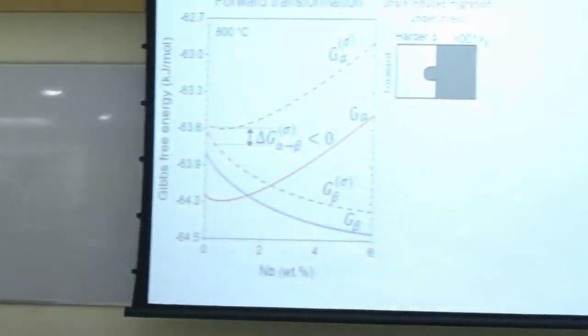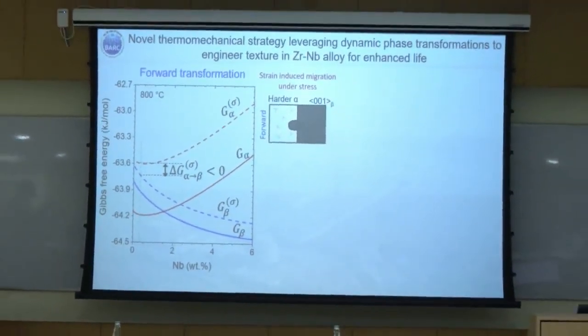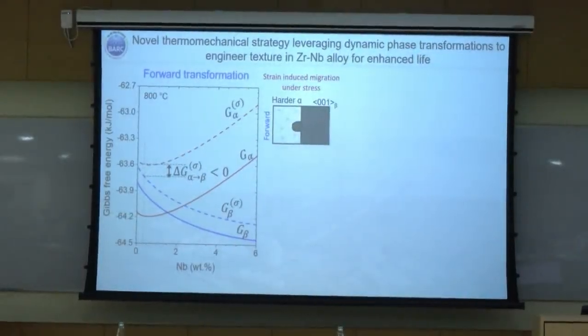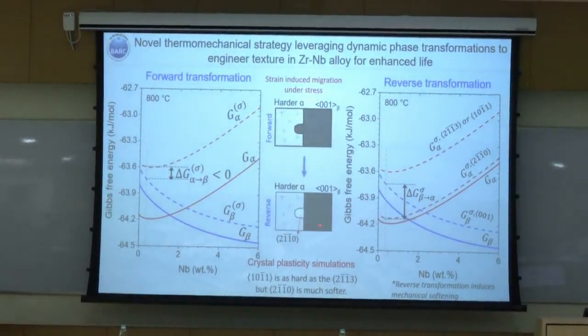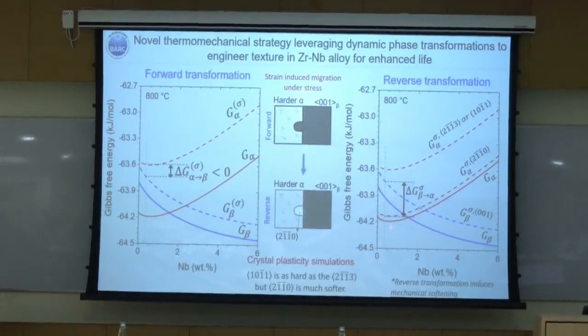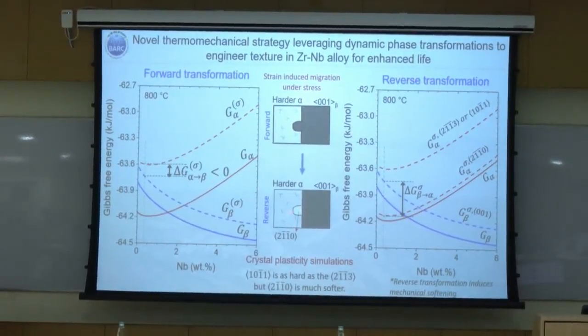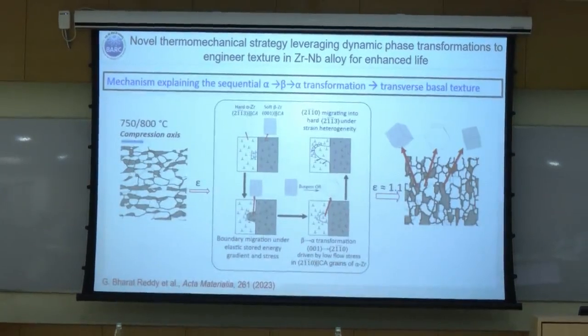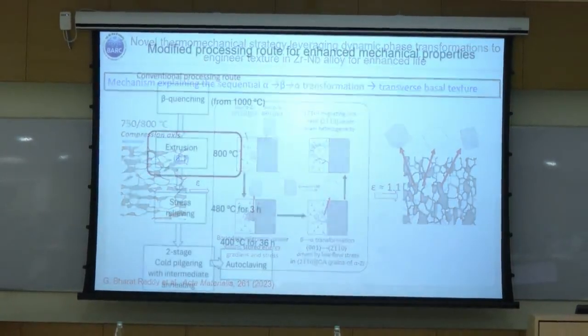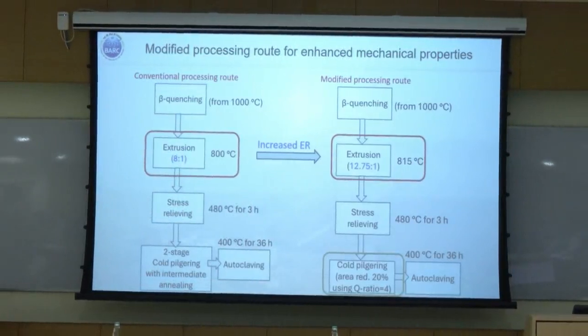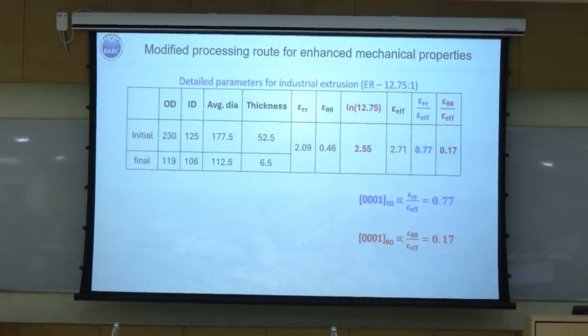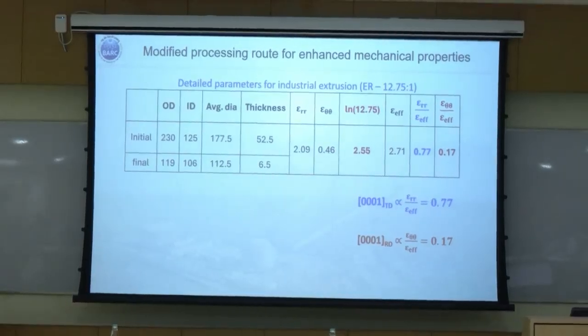Whereas at low temperature, you have a typical deformation texture component forming. By using thermodynamics and crystal plasticity simulations, we have shown that there is a sequential transformation of these phases from alpha to beta, followed by transforming back to a softer alpha orientation, which leads to formation of this particular 2 bar 1 bar 1 0 component. By understanding this mechanism, we were able to tailor the extrusion parameters and explain why we have a strong basal texture forming in this particular alloy.